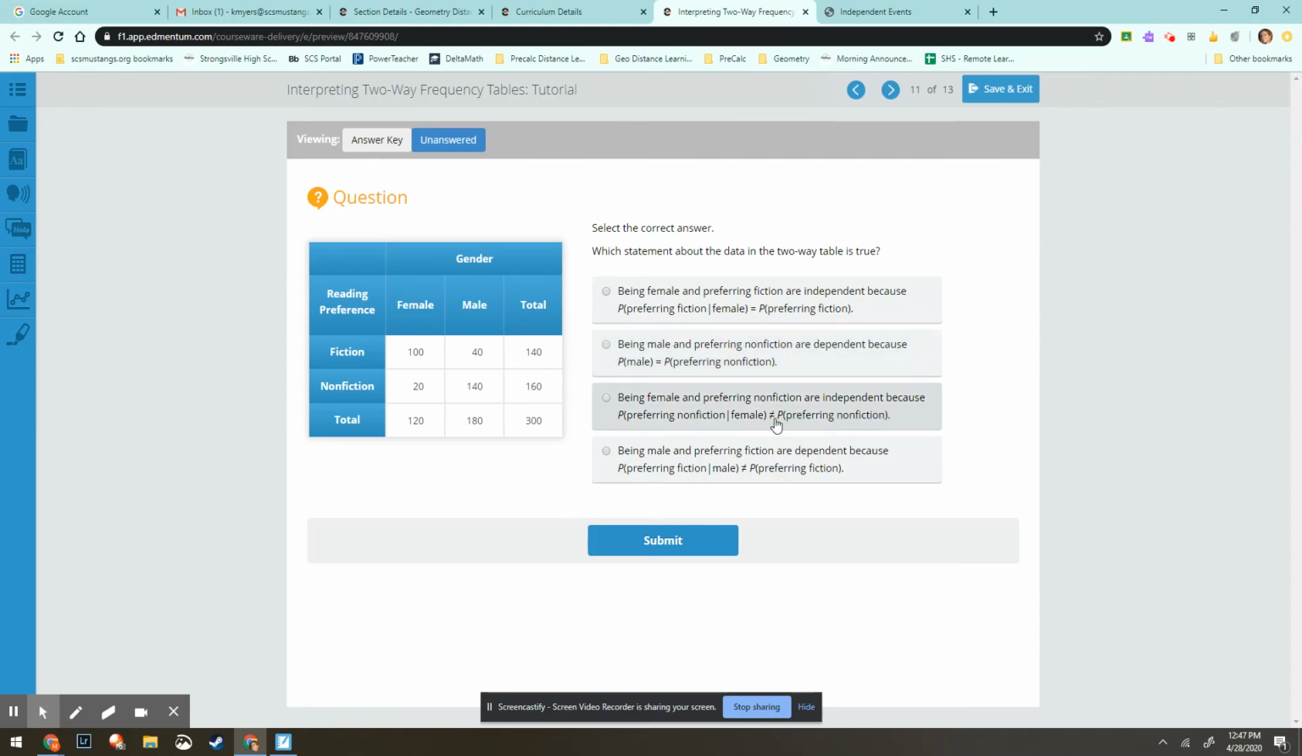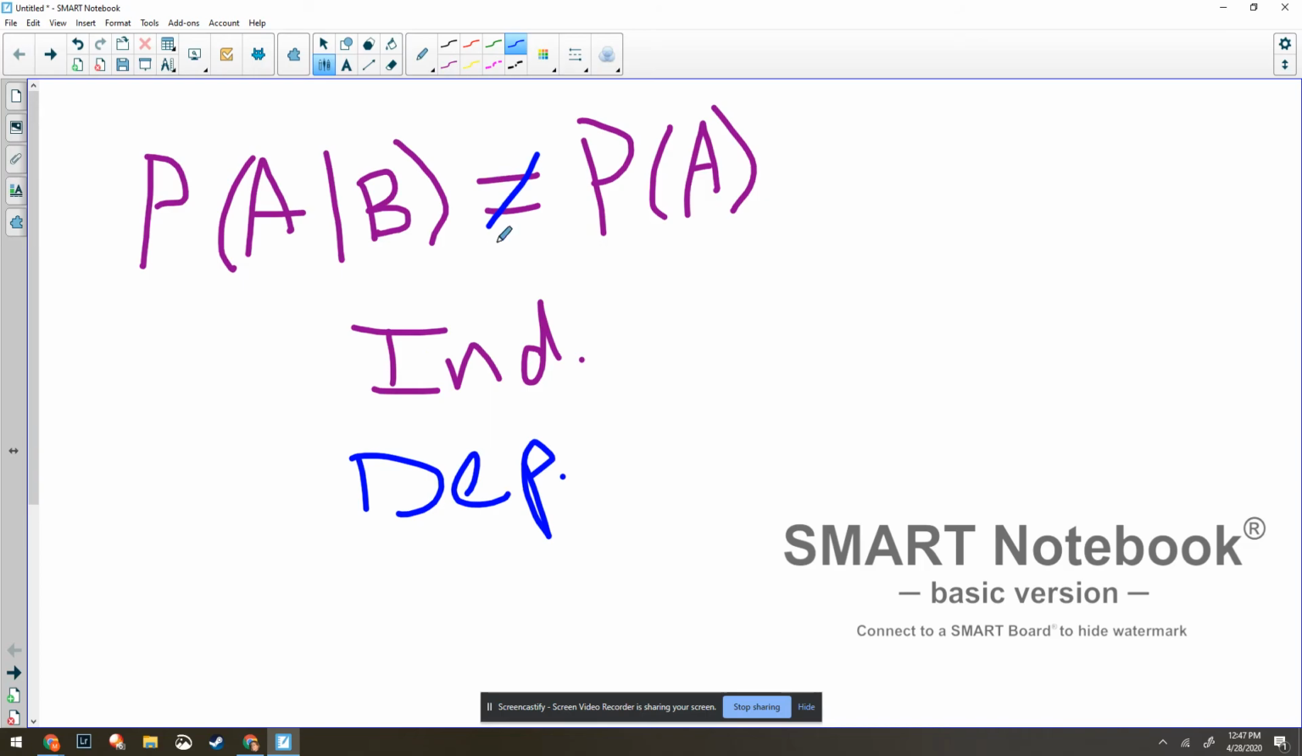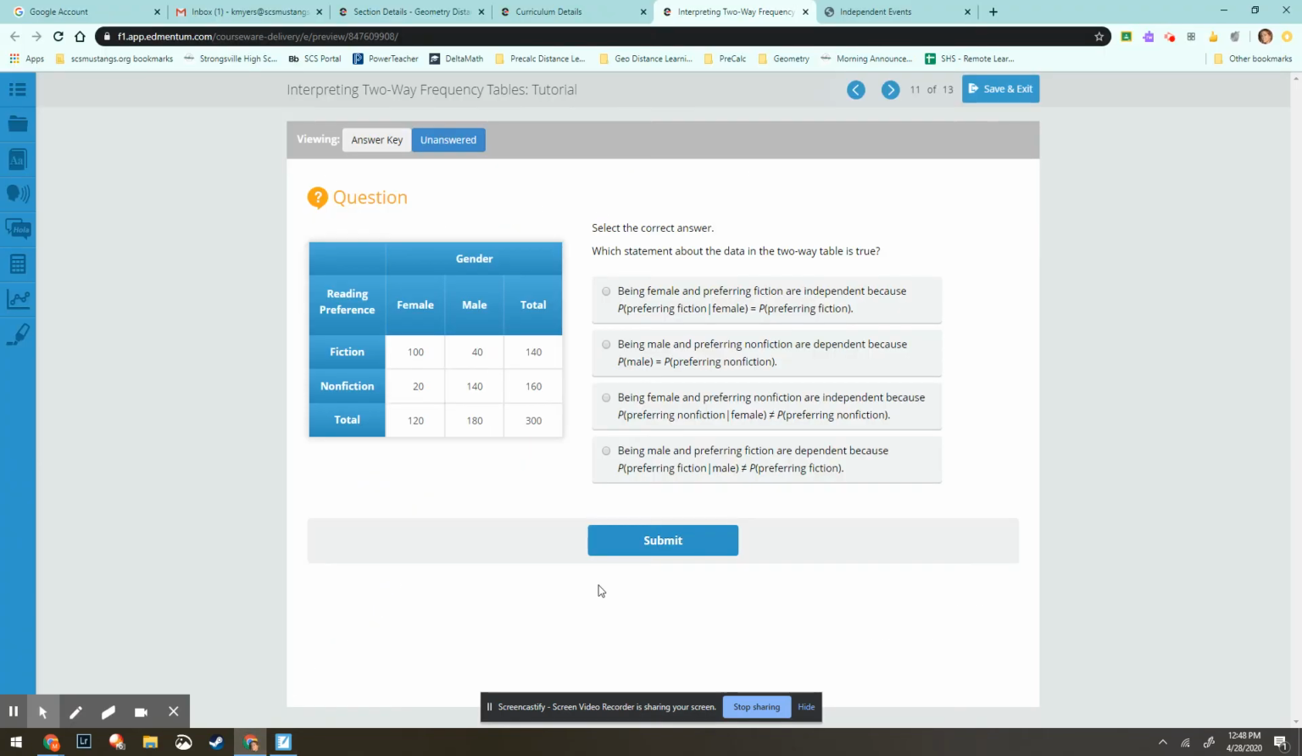If I look here, this is saying that they're not equal, and it's saying that they're independent. But remember, if they're not equal, it actually means that they are dependent. So these middle two I can kind of eliminate. This fits the bill: independent, that's the right setup, they would be equal. This is dependent, not equal. So between the first and the last one.